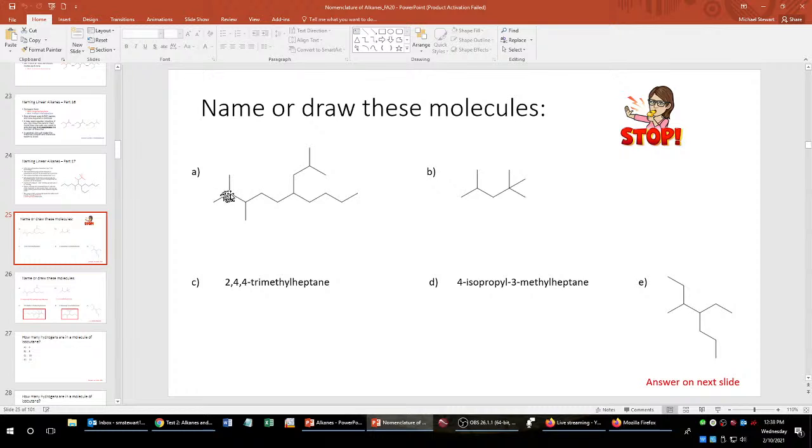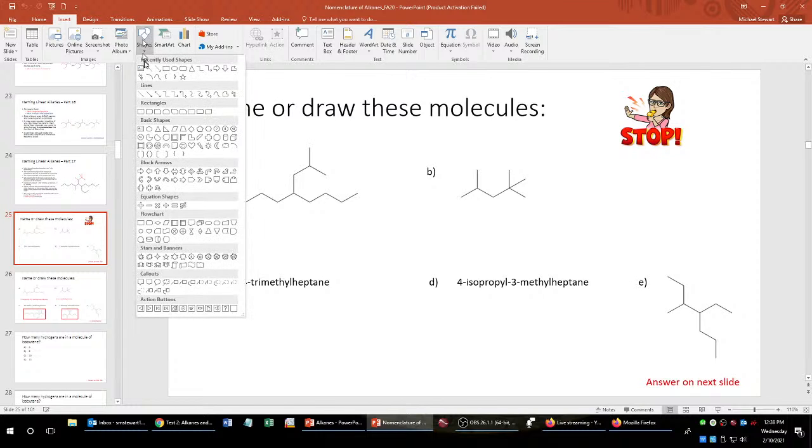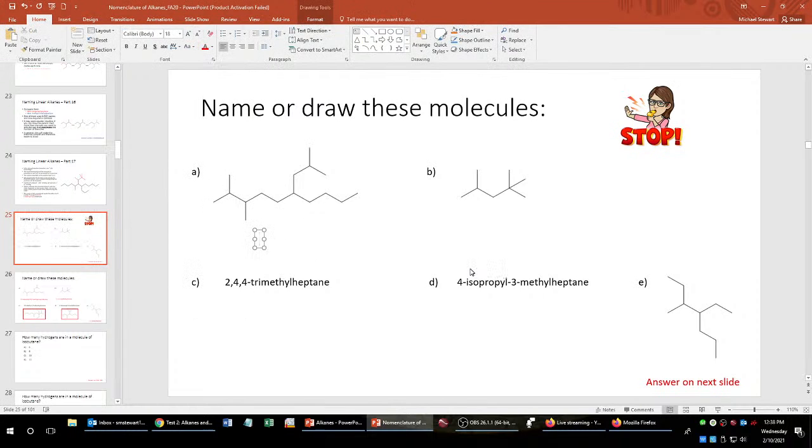All right. So in terms of naming these, we can go through one by one. When it comes to A, we want to figure out the longest chain. So 2, 4, 6, 8, 10. I see decane. The longest chain here is the decane. So we're going to start naming from right to left, and the decane is going to be the branch that runs 1, 2, 3, 4, 5, 6, 7, 8, 10.